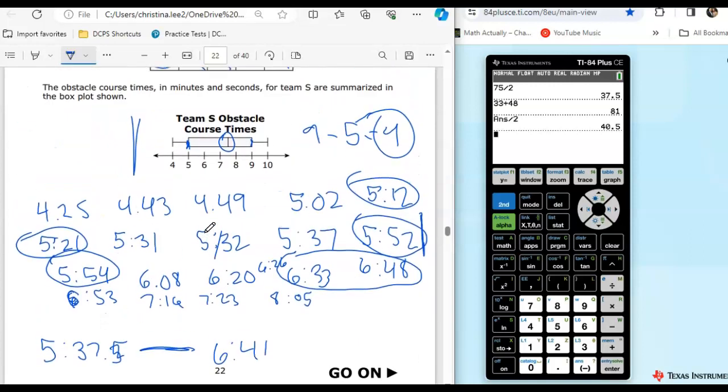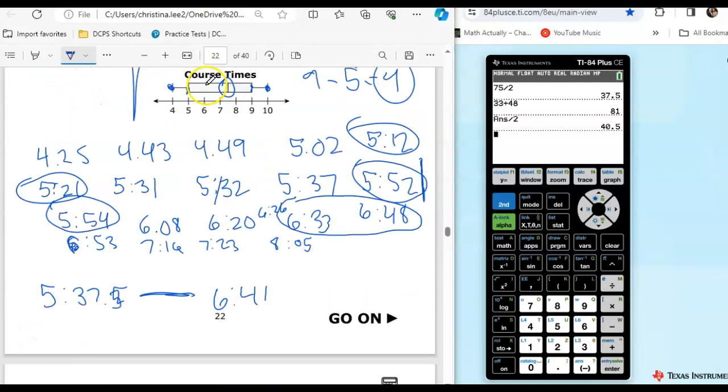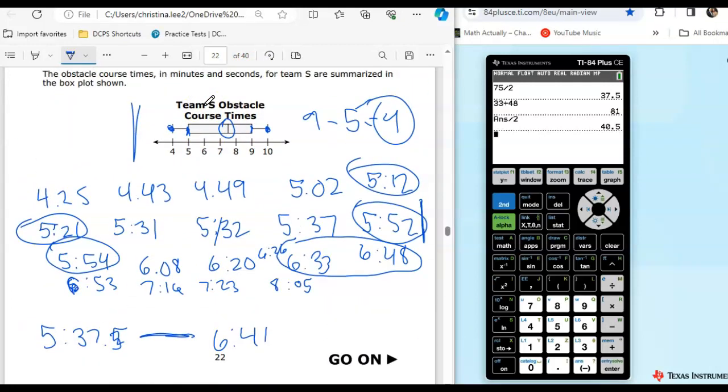And then F says the data for Team S includes an outlier. You have not fully learned what an outlier is, but I'm going to explain it to you now at this point. The definition of an outlier is when we take 1.5 times the IQR and add it to the third quartile, is it beyond that? Or if we subtract it from the first quartile, is it lower than that? So our IQR here we determined was 4. 9 minus 5 is 4.